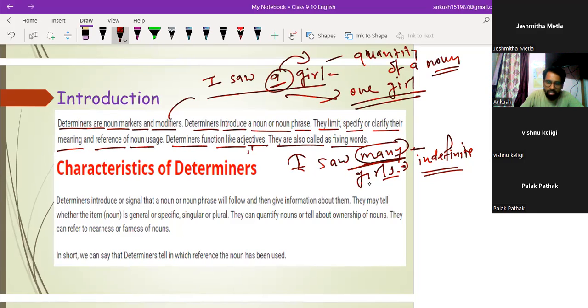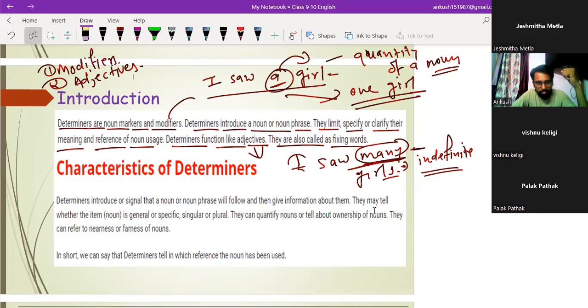Have you got it? Now, two things you have to extract from these lines. What are those two points? One point is that determiners are modifiers. Second, determiners work as adjectives. Got it?